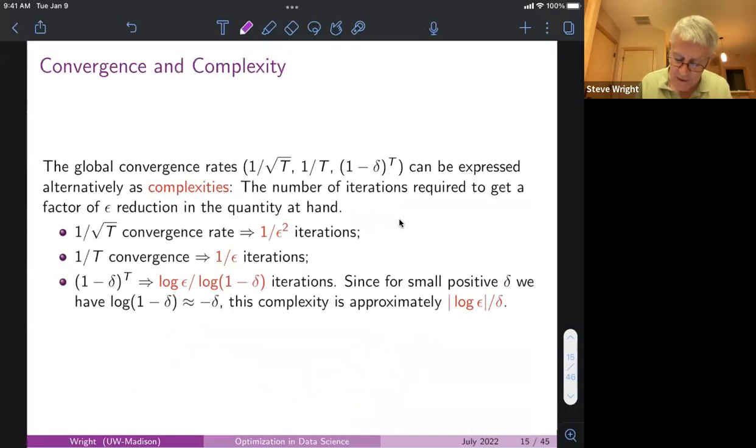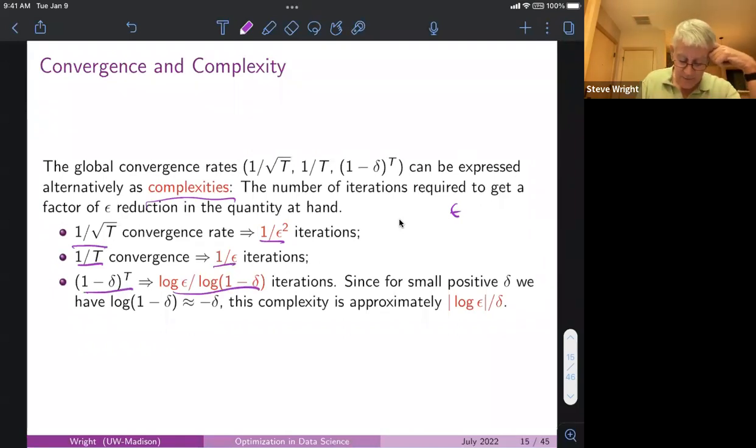Now, you can turn these convergence rates into so-called complexity expressions. So now that we know how rapidly these functions are converging to their optimum, we can ask the question, how many iterations t do we need to reduce the suboptimality below some threshold epsilon, okay? And so we can easily convert each of these rates into an expression telling us how big t needs to be to reduce the suboptimality, or whatever we're working with, below epsilon.